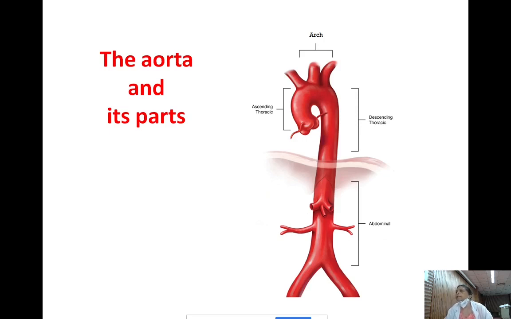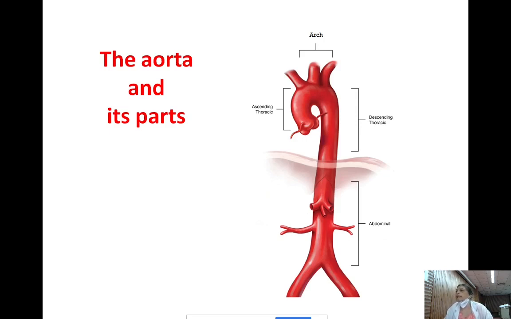So up to the sternal angle it will reach, and then it will bend backwards. It will bend backwards and also towards the left, and it forms an arch and again comes on the posterior aspect at the level of T4 and T5, at the level of the intervertebral disc between T4 and T5. That is known as the arch of the aorta.